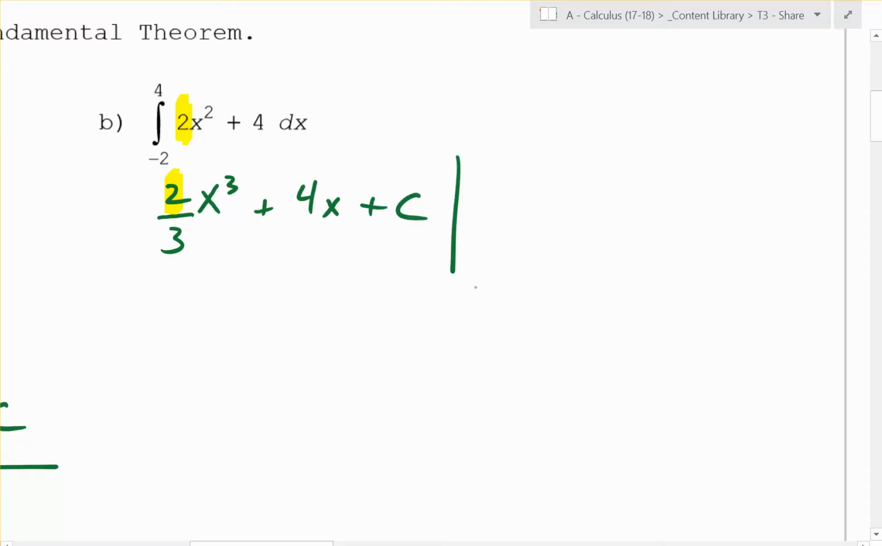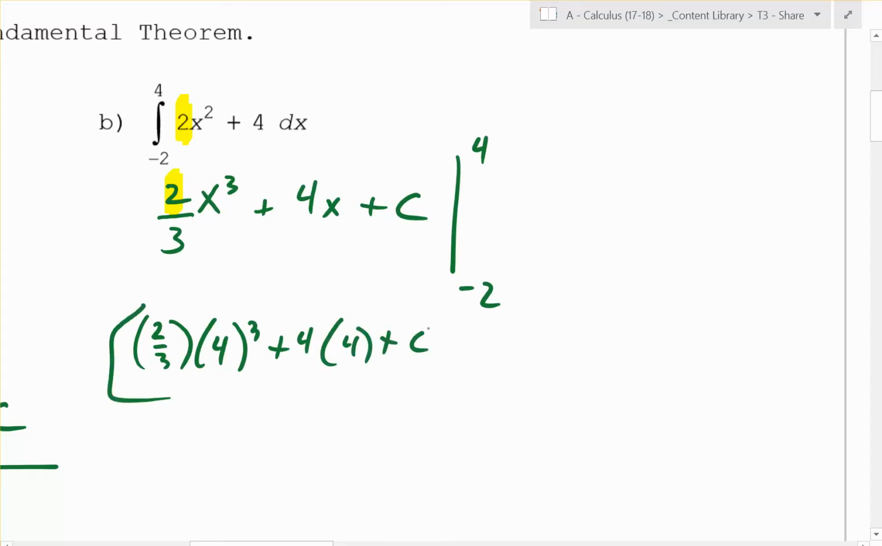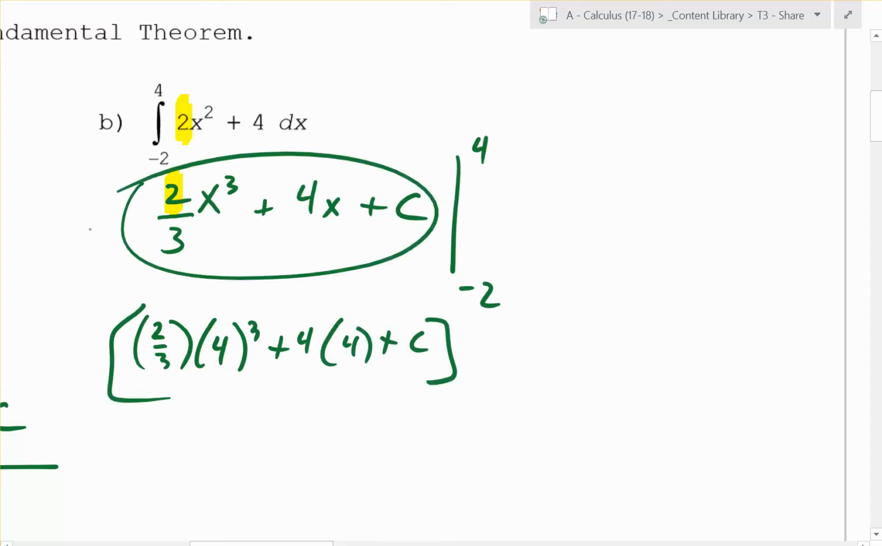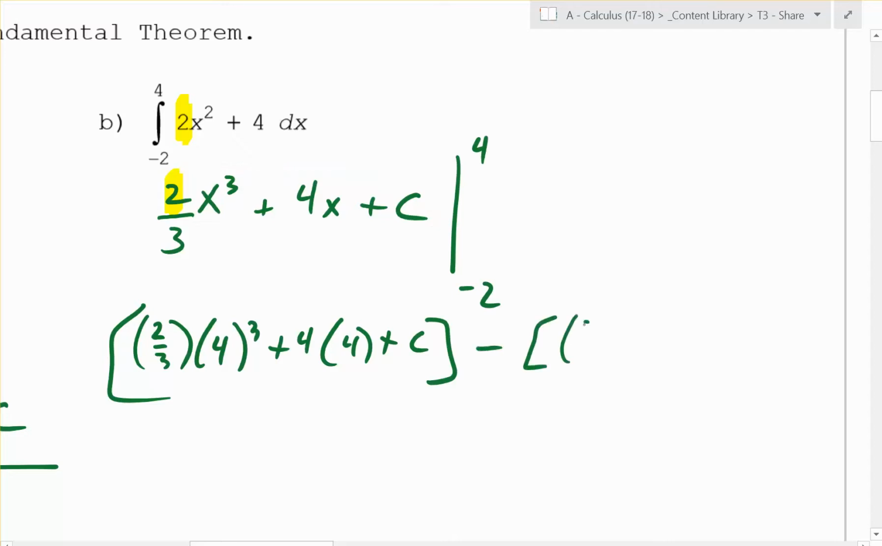And you're evaluating this from negative 2 to 4, meaning you got to plug in 4. So that's going to be 2/3 times 4 cubed plus 4 times 4 plus c. That right there is this with 4 plugged in. And what are you going to subtract from it? The same thing, but instead of 4 getting plugged in, you're going to plug in negative 2. You got to be careful with these negative signs. So it's 4 times negative 2 plus c.